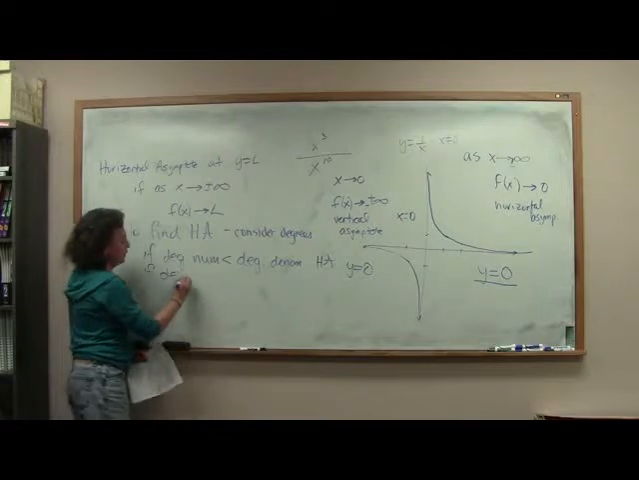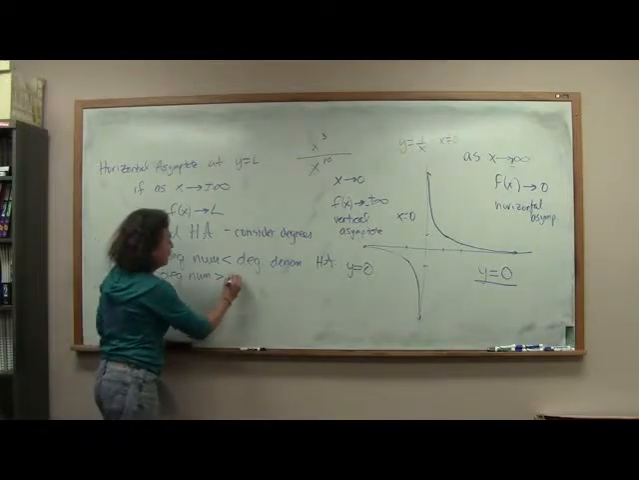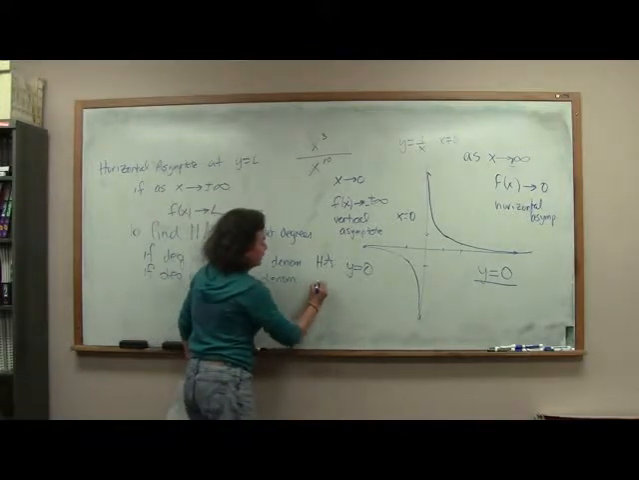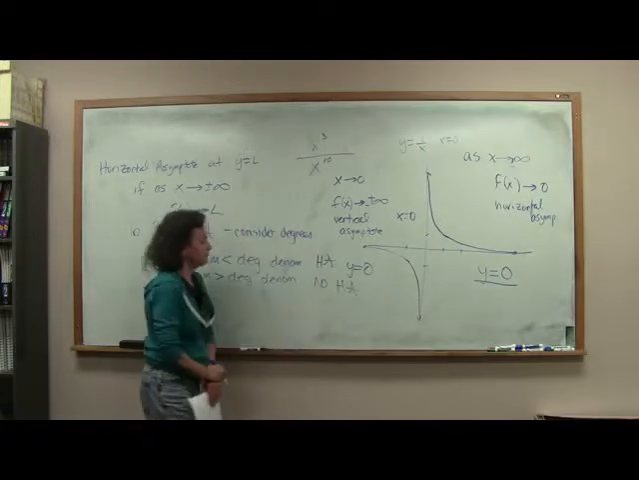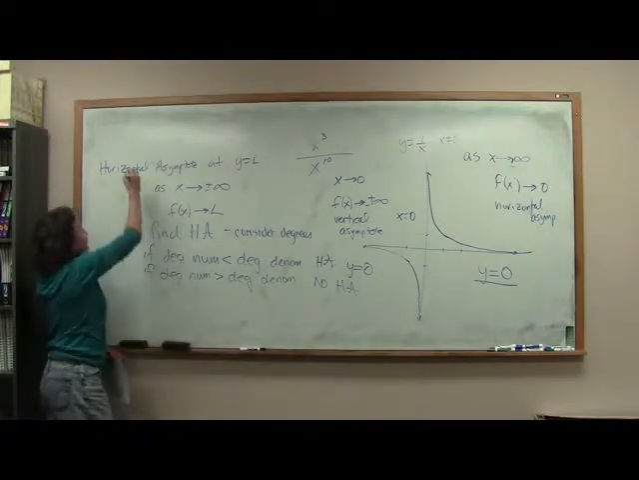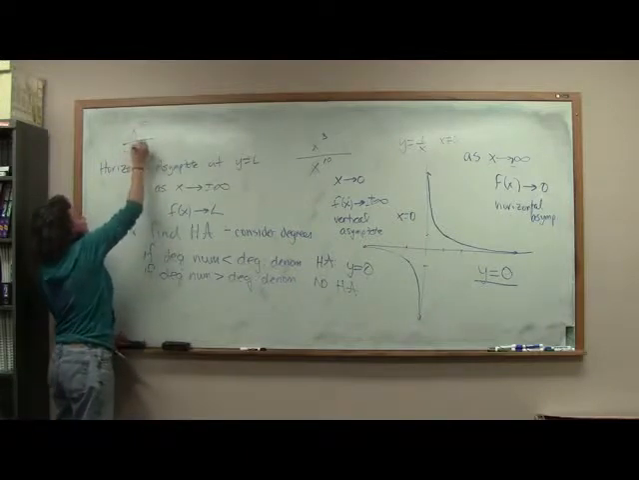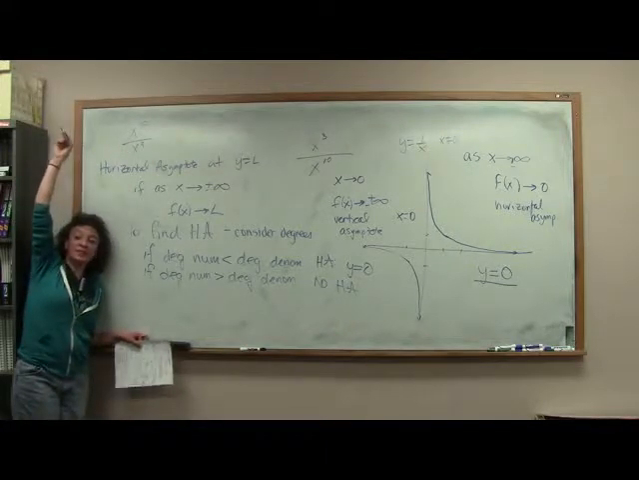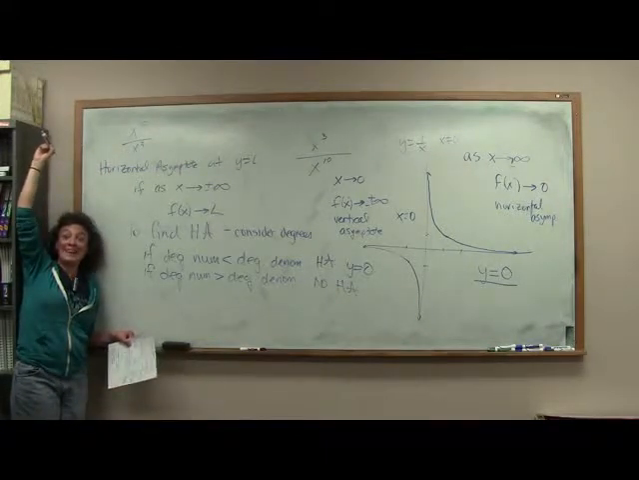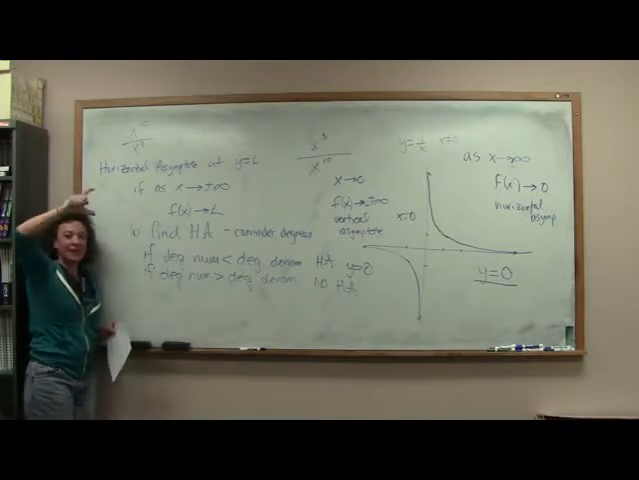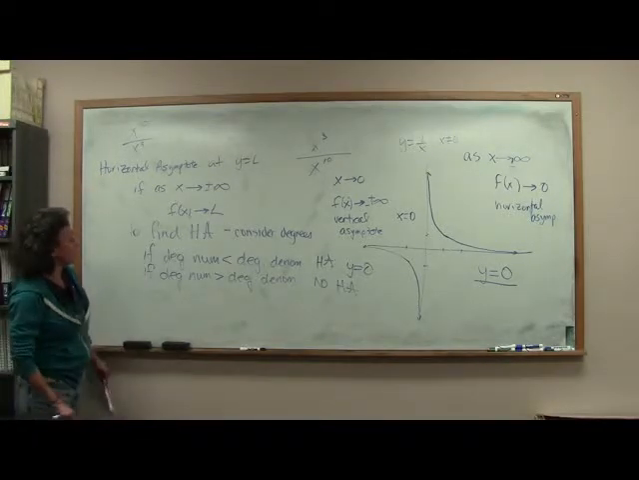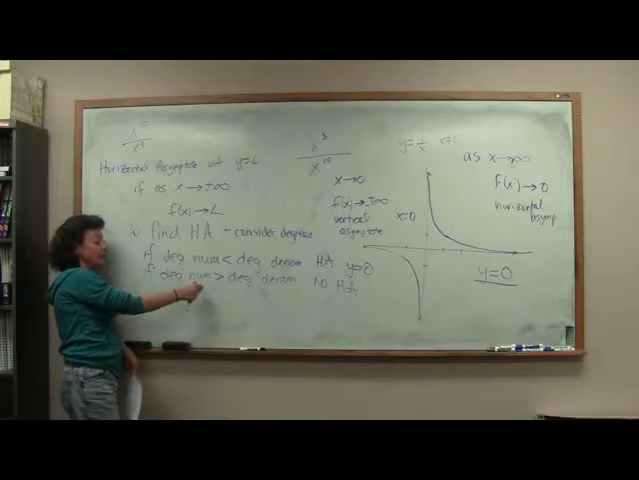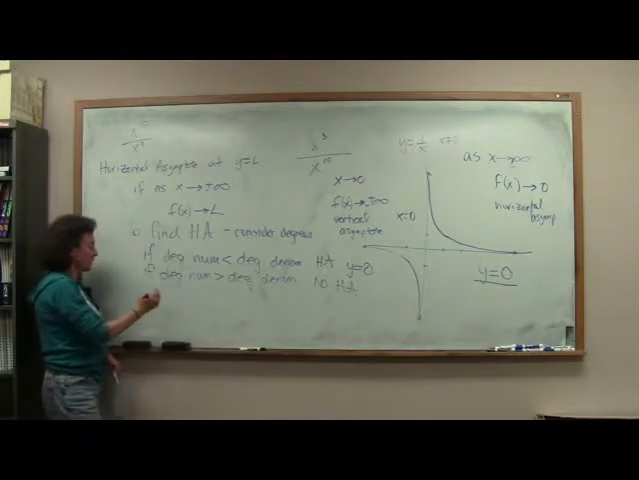If the degree of your numerator is greater than the degree of your denominator, there is no horizontal asymptote. Why? Because if I have, like, x to the 10th over x cubed, as x gets really large, this whole thing is just going to fly off to infinity anyway, or to negative infinity, depending upon the degree and the power, etc. So what is important to keep in mind is paying attention to what the degrees are.